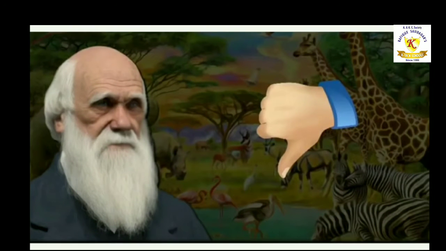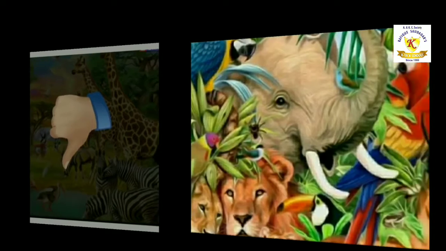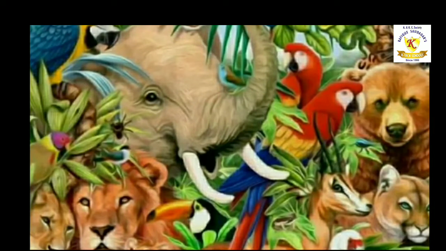So, as stated, there were some main objections against the theory of Charles Darwin. The first one is, natural selection is not the only factor responsible for evolution. They say that natural selection, that means only those fit to live survive, and the rest who could not adapt to the environmental changes perish. This is not the only factor responsible for evolution. So this was the first main objection.